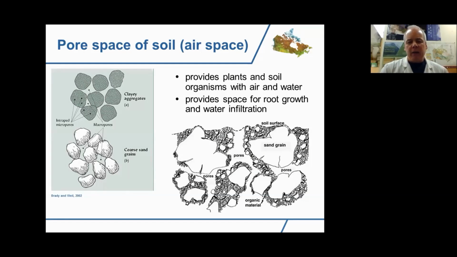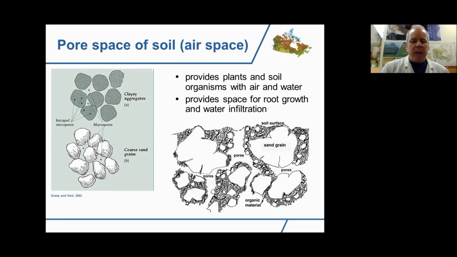So you can see that on the left-hand side of the slide here now, some macro pore space that exists mainly, or more predominantly, I should say, in coarser sandy grain soils, and micropores that are more important in clay soils where we have smaller particles and smaller micropores in between those.